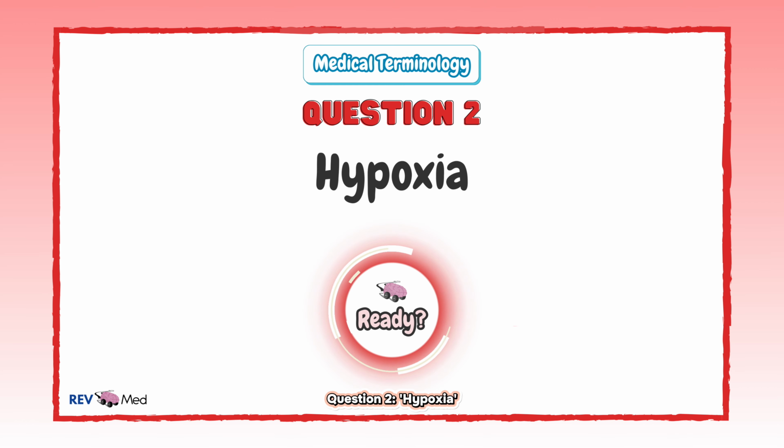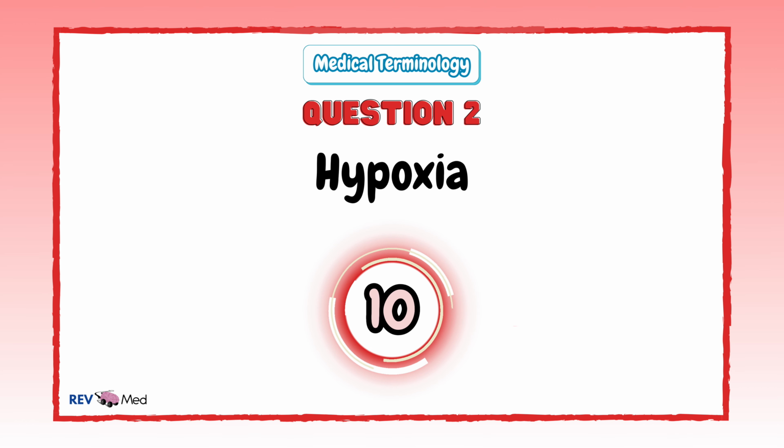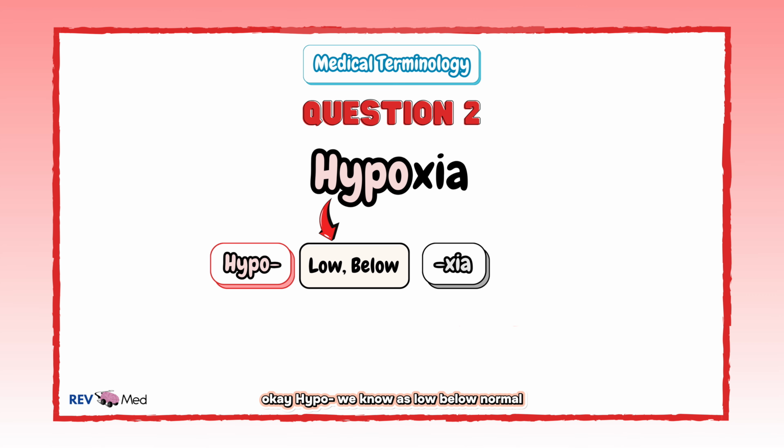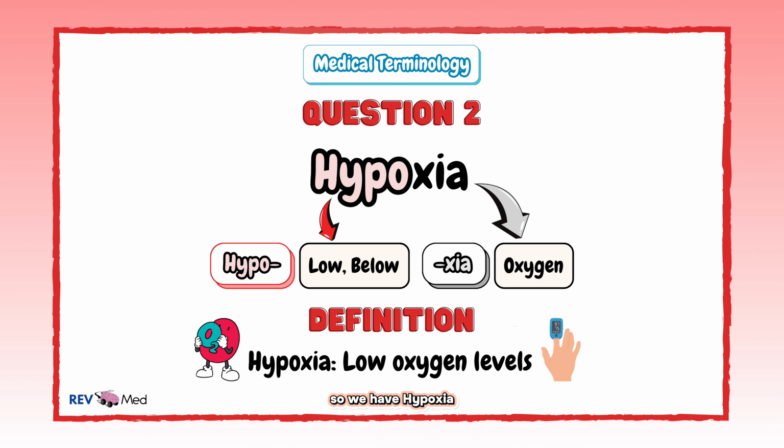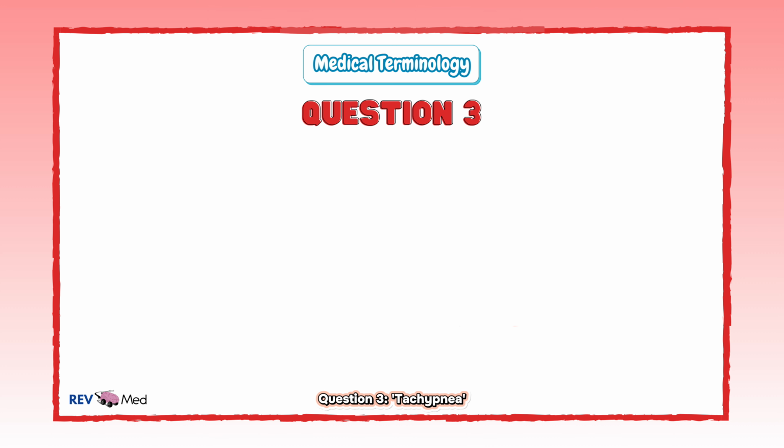Question 2. Hypoxia. Okay, hypo we know as low, below normal, decreased, and the suffix oxia is for oxygen, so we have hypoxia, low oxygen levels.